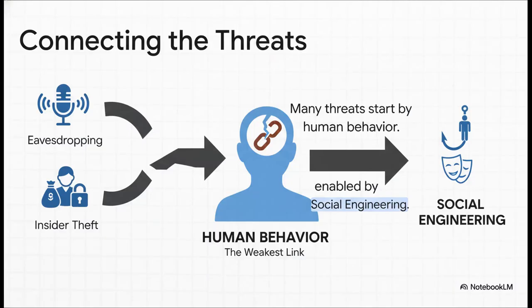Now let's tie all of this into where we're going next. Think about many of the confidentiality threats we talked about, like eavesdropping or even that insider stealing data. A lot of the time, those attacks don't start with some super complex technical hack. Nope, they often start by exploiting the single weakest link in any security system, human psychology.